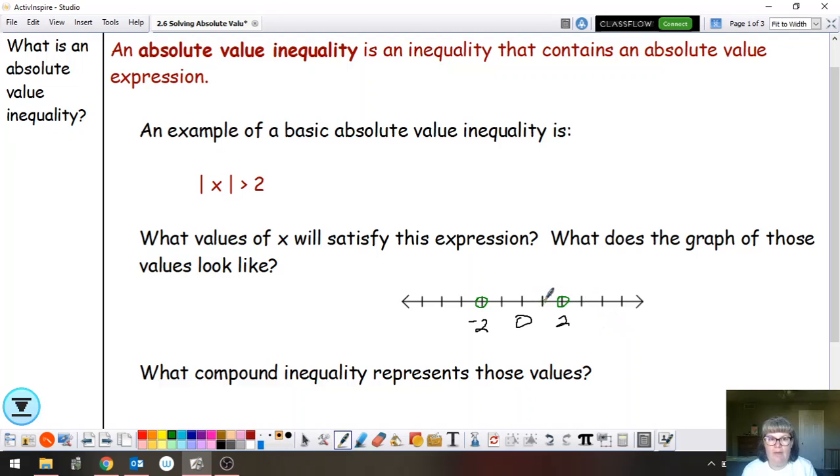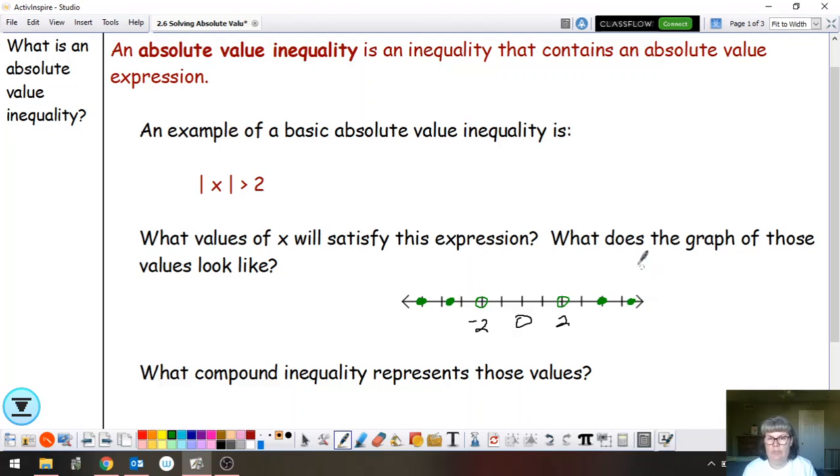Does 1 have a distance that's more than 2? No, it doesn't. Does negative 1 have a distance that's more than 2? No, it doesn't. How about 4? Yes, it does have a distance more than 2. How about negative 5? Yes, it does. How about 0? No, it doesn't. How about negative 3.5? Yes, it does. How about 5.5? Yes, it does.